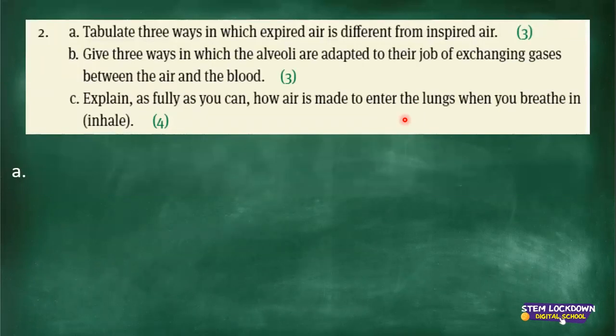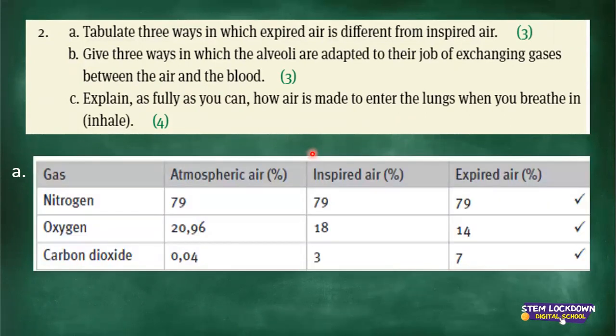And then question 2, tabulate 3 ways in which expired air is different from inspired air. Tabulate those 3 different ways that expired air, which is the air that you exhale, differs from the air that you inhale. So there's our table over here. We did a table like this, remember? It's actually that exact table. There's atmospheric air, there's inspired air, there's expired air.